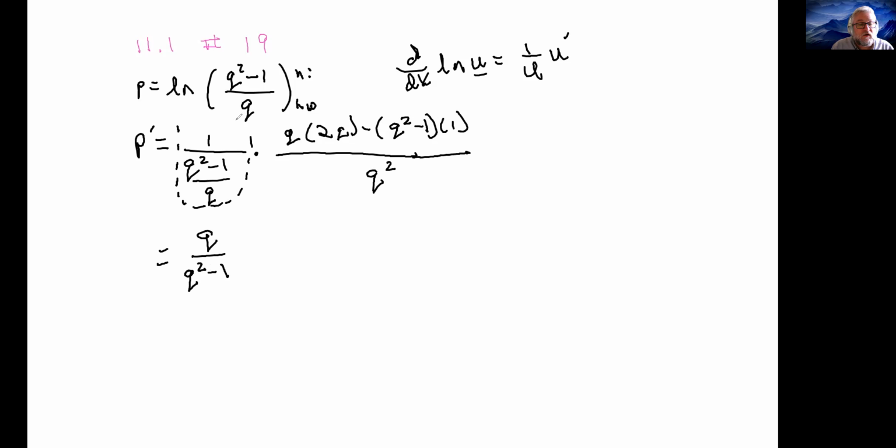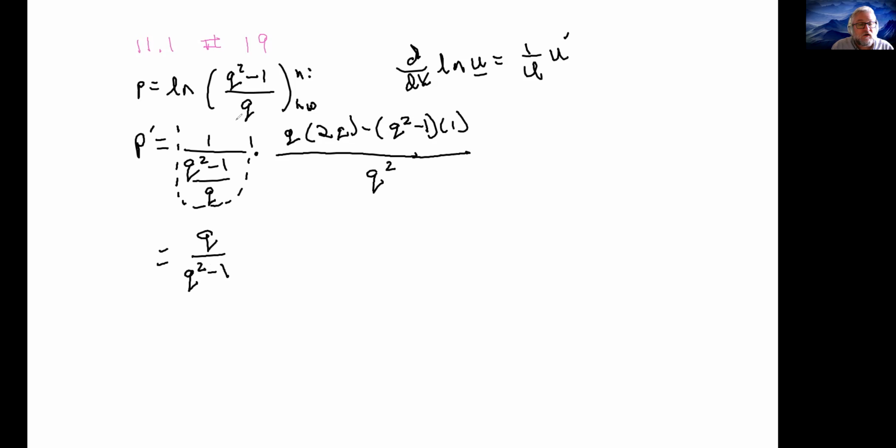So I can go and look at my function here. Ln of, what was it? Q squared minus 1 over Q. Well, first of all, I could do two things. I could write Q squared minus 1 over Q as Q squared minus 1 times Q to the minus 1. Maybe I don't want to do quotient rule. I want to do product rule.